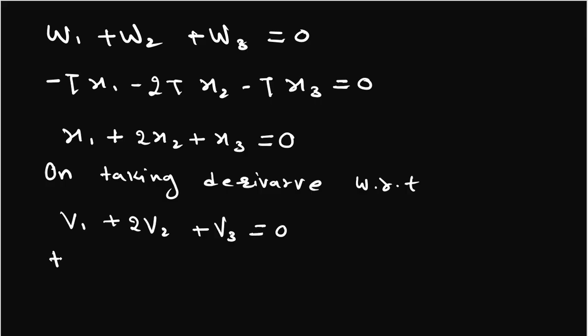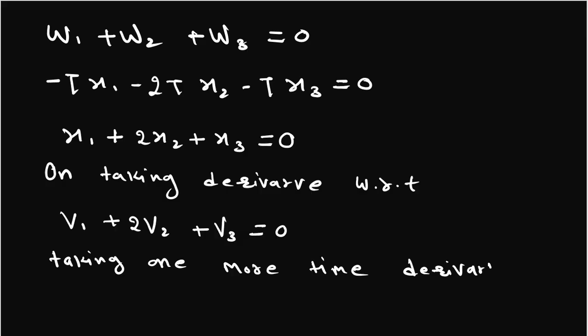Taking one more time derivative, we will get a1 plus 2a2 plus a3 is equal to 0. So this is the equation we wanted in the beginning.